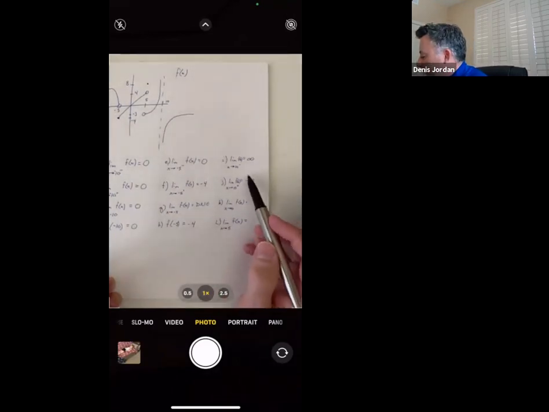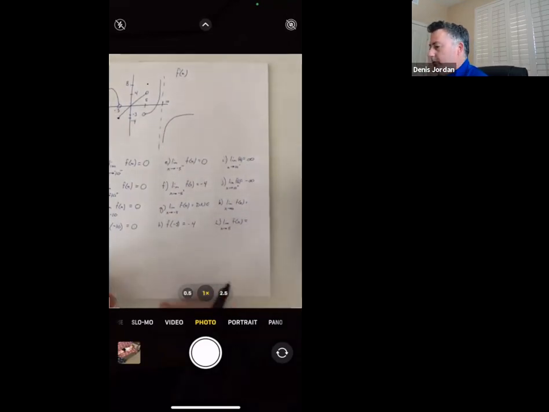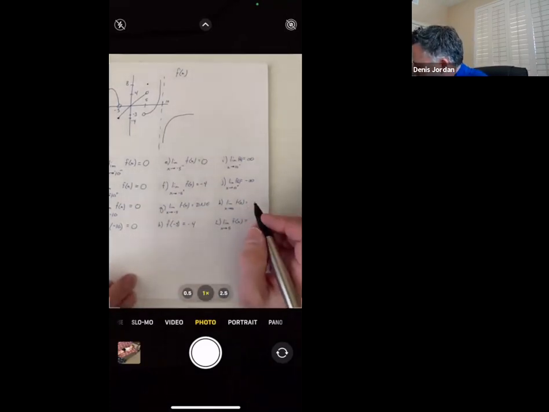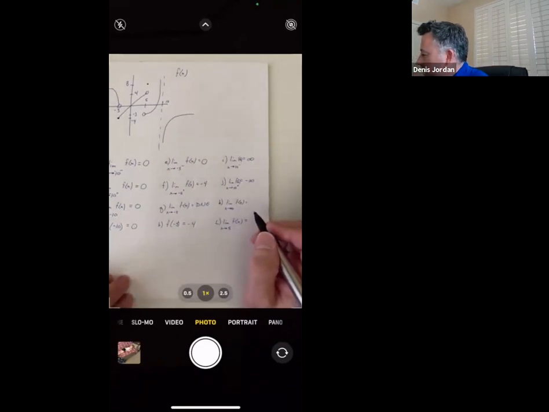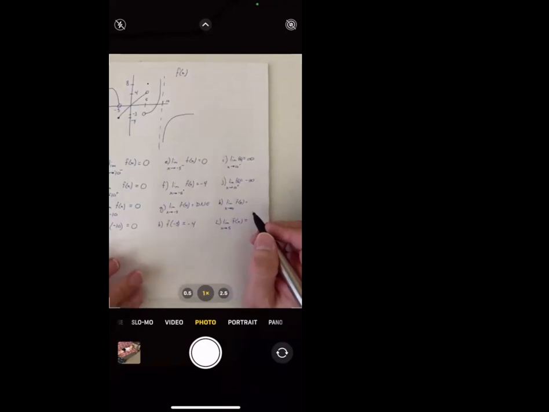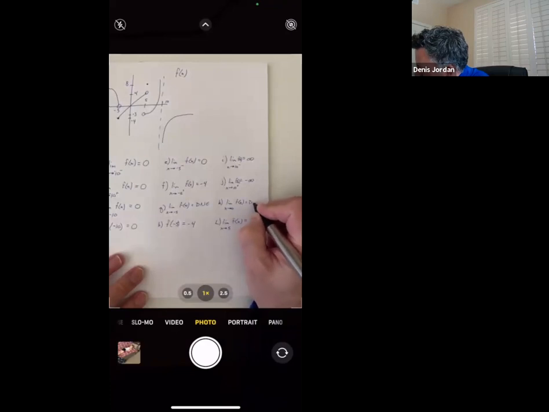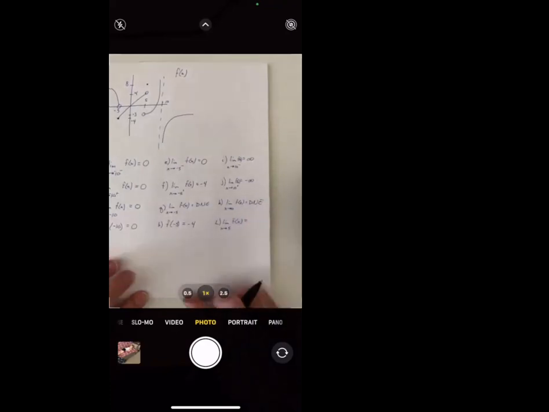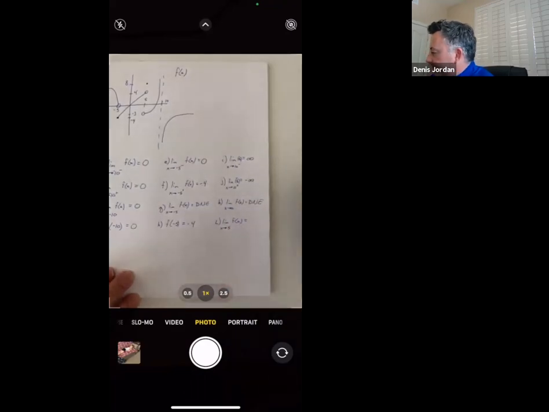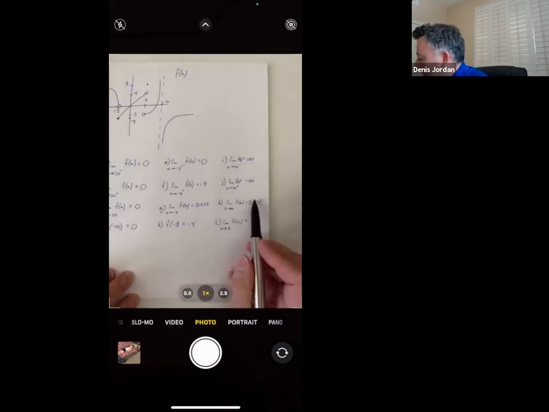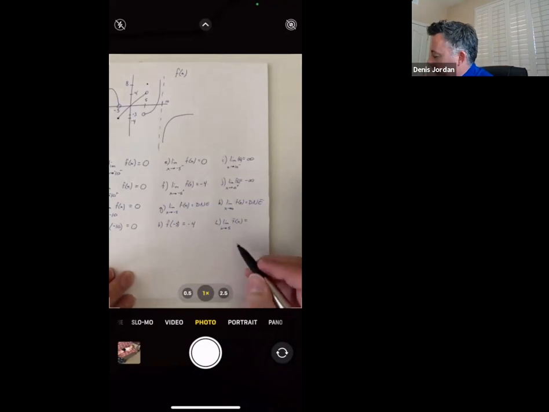So do your left and right limits agree? Are they the same? No, so it doesn't exist. Anytime you have two different answers for the left and right limit, the two-sided limit automatically does not exist.